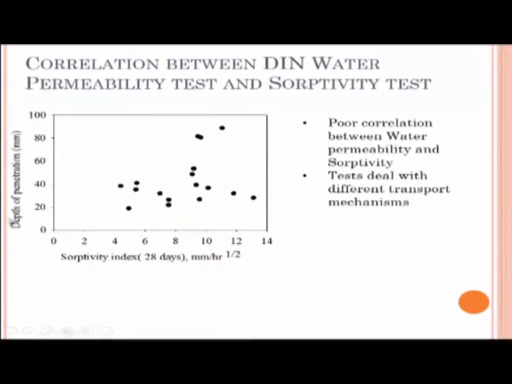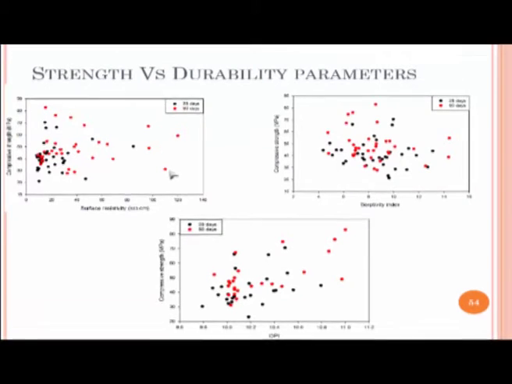Now this is depth of penetration by the water permeability test method where you apply a pressure and cause the water to penetrate, and this is sorptivity by capillary action. Please remember we discussed earlier that these are very different transport mechanisms. So obviously you do not get a good relationship between these two because they are measuring two very different transport mechanisms. So this clearly tells you that test methods should be related to the transport mechanisms, only then you can make good sense out of it.